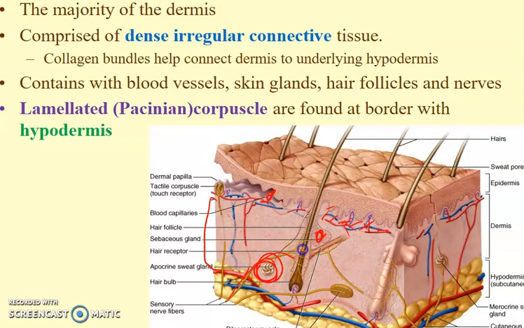It has our hair follicles. It has our lamellated or pacinian corpuscles. I like pacinian better than lamellated because I have seen 20 spellings of lamellated. It's driving me crazy. Or pacinian, there's only one way to spell his name. So this is the pacinian corpuscle, and that's right at the hypodermis down here.